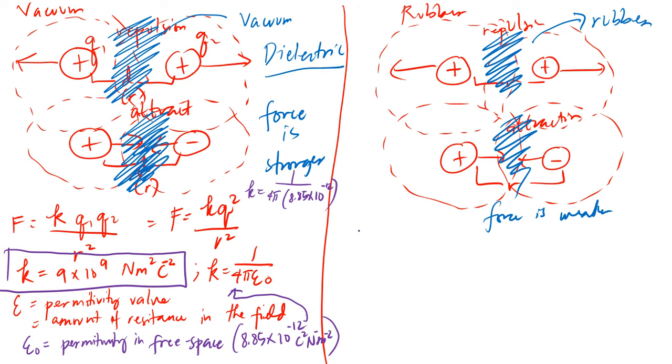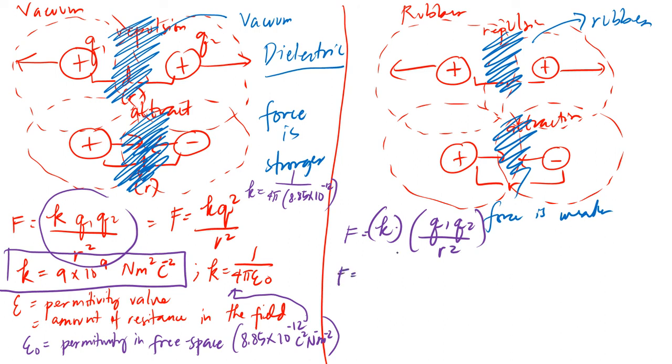If the dielectric is a rubber, then we cannot use this general formula because K is different. So we expand the K: F equals K times Q1 Q2 over R square. And what is K? K becomes 1 over 4 pi times the permittivity of the rubber. Let's just use epsilon R U. That means F equals Q1 Q2 over 4 pi times the permittivity of the rubber times R square.